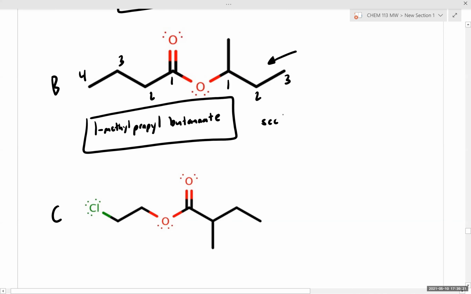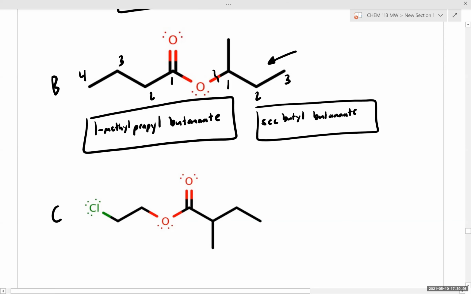We could also call this sec-butyl butanoate. That's another name for this compound. Far less common. This particular connectivity for our alkyl chain, this is known as a sec-butyl group. Does that look familiar to everyone? Any other questions on this example?